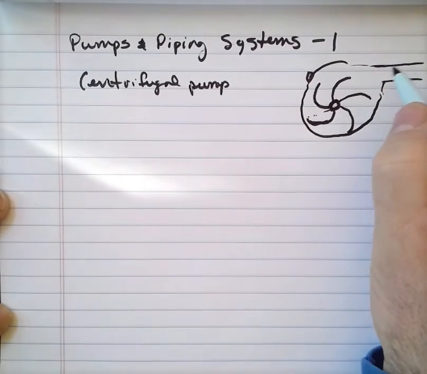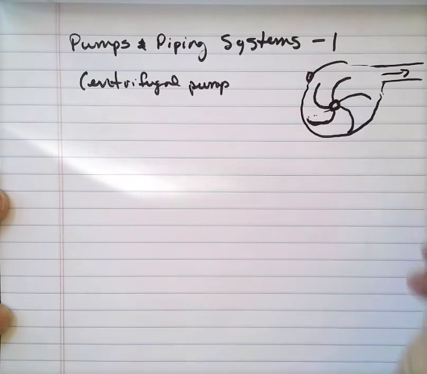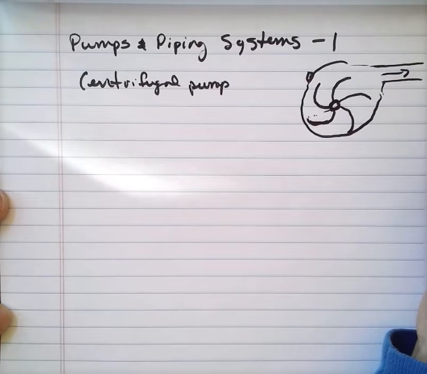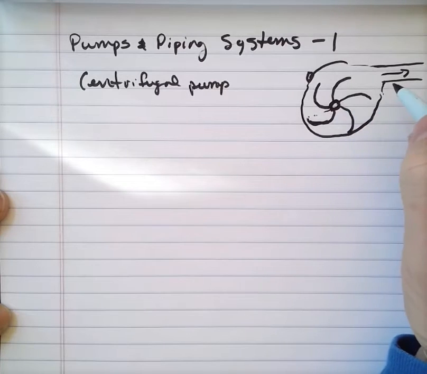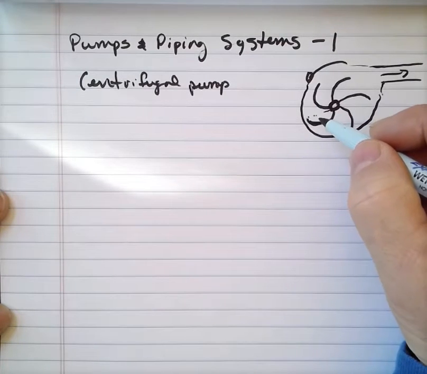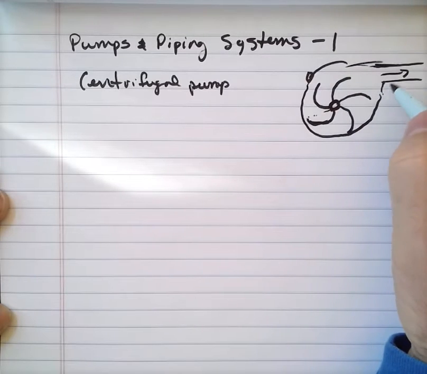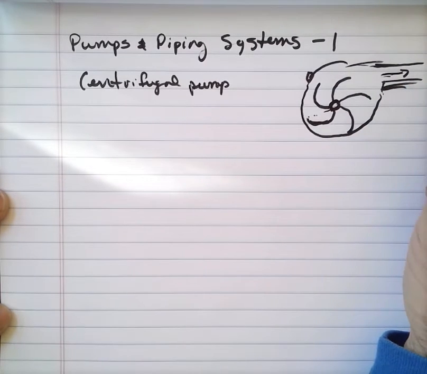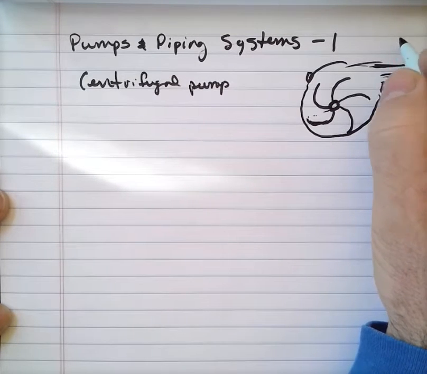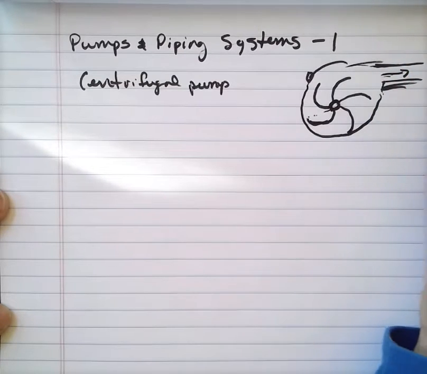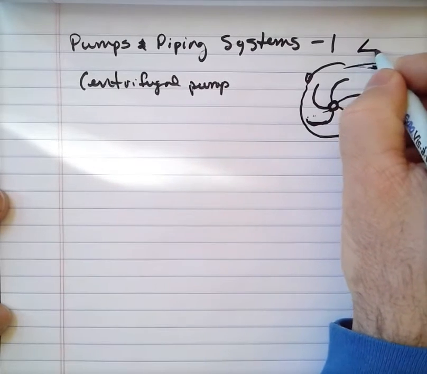When it leaves, it has picked up more energy than when it came in, and that mechanical energy of the spinning blades is converted to kinetic energy of the water. But then as that kinetic energy of the water, up here in the volute, slows down, the kinetic energy is converted to pressure energy. The pressure of the water entering the pump is lower than leaving the pump. So there's an increase in pressure, a change in pressure.